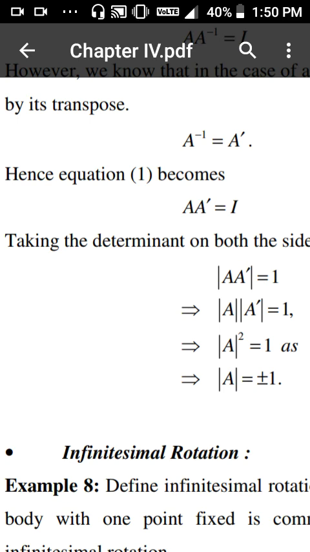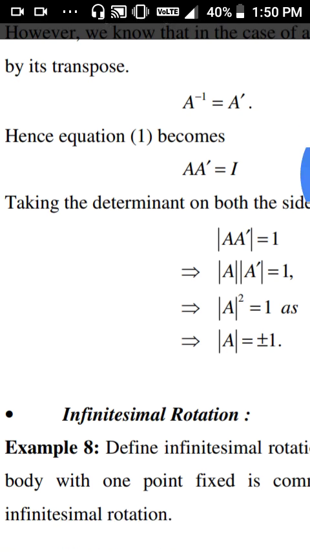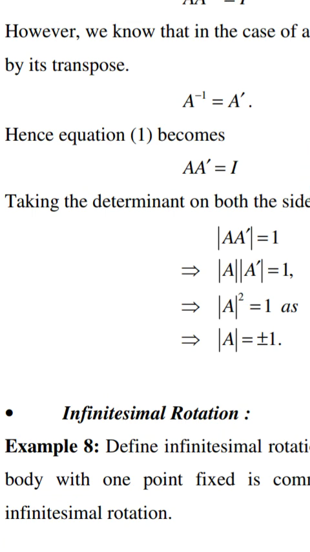Taking the determinant of A multiplied by A transpose, the determinant is equal to the determinant of A into the determinant of A transpose, which is equal to 1. Determinant of A squared is equal to 1, so determinant of A is equal to plus or minus 1.